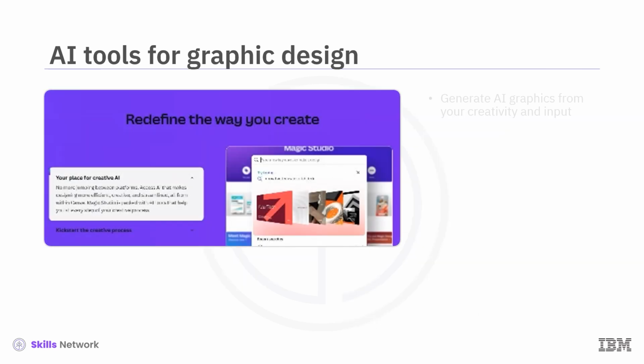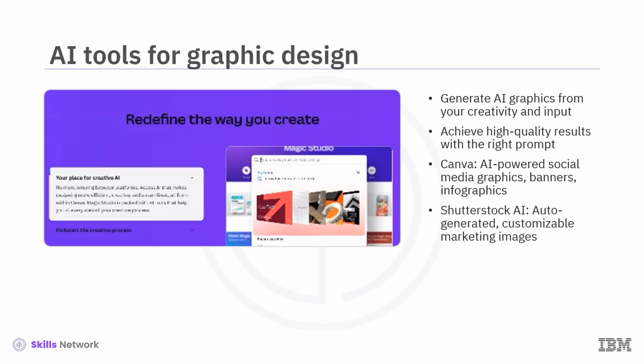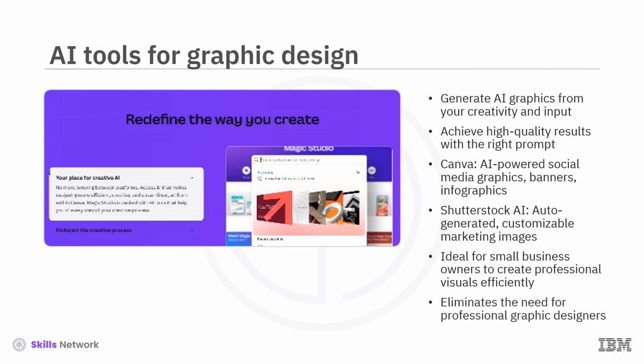A common use of generative AI tools is to create AI graphics and visual content. AI enables users to generate powerful images based on their creativity and input. The key to achieving high-quality results lies in crafting the right prompt. Canva, a widely used design tool, now incorporates AI-powered features to create social media graphics, banners, and infographics with ease. Shutterstock AI, the world's largest image bank, also offers auto-generated AI images that can be customized and downloaded for marketing use. For example, a small business owner can use Canva to create professional social media posts and advertising banners without needing advanced graphic design skills, saving both time and resources.